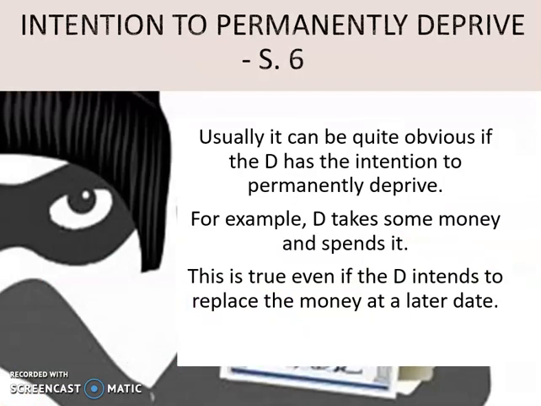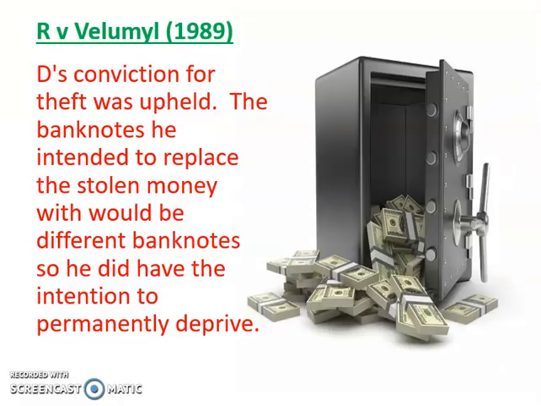The last mens rea element is intention to permanently deprive under section 6. And the first case that we have on this is Velumyl, where the defendant took some money out of his office safe to use over the weekend, and he was intending to put it back on Monday. So he was arguing it shouldn't be theft because he didn't have intention to permanently deprive. But here it said, because he would be paying back different banknotes, he did have intention to permanently deprive the particular banknotes he took.